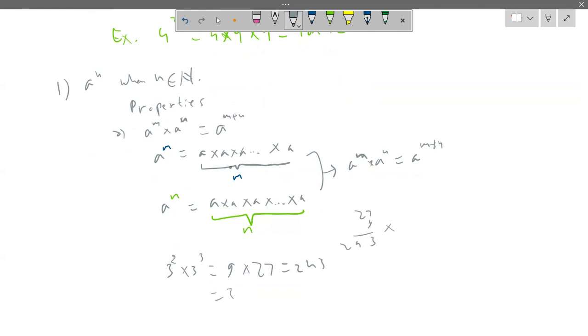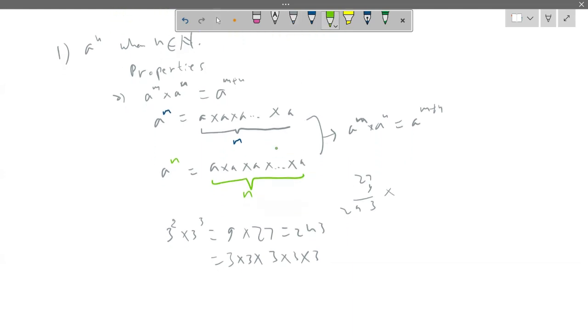But what if I don't want to do it this way? I want to do it like this. This is 3 squared, which is 3 times 3. And you multiply it by 3 cubed, which is 3 times 3 times 3. Perhaps it might be a bit easier to calculate. So now you only have to know multiplications of 3. This is 9. This is 27. Multiply this to get 81, and multiply this again to get 243.